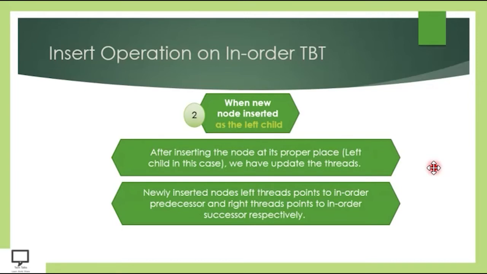Only the difference is that we have to manage the threads. So when we are going to insert as a left child, what type of care do we have to take? The newly inserted node is a left child, so the new node's left thread points to the in order predecessor, because here we are focusing on in order threaded binary tree. So that's why we will take care of the in order predecessor, and the right thread points to the in order successor respectively. These things I am going to explain to you diagrammatically also.